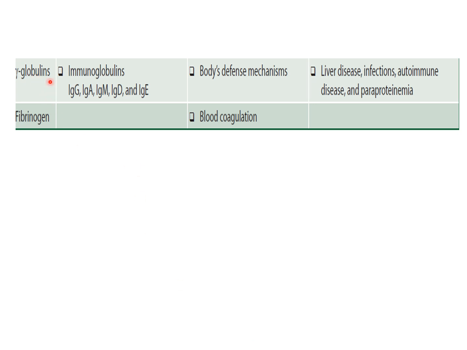Then gamma globulin. There are five types: IgA, IgG, IgM, IgD, and IgE. Their function is in the body's defense mechanism, and they are altered in various diseases like liver diseases, infection, autoimmune diseases, and paraproteinemia. Their diagnostic importance is apparent. Fibrinogen, blood coagulation.